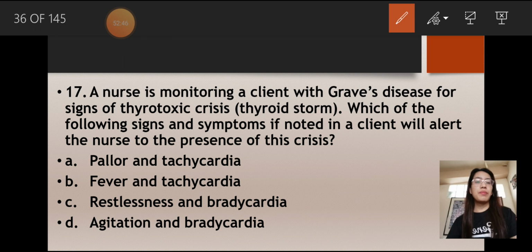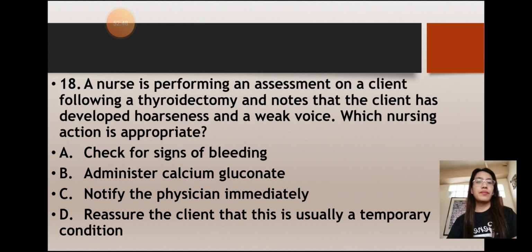Number 18. A nurse is performing an assessment on a client following thyroidectomy and notes that the client has developed hoarseness and a weak voice. Mahina, may hoarseness. Which nursing action is appropriate? Is it A, check for signs of bleeding? B, administer calcium gluconate? C, notify the physician immediately? Emergency ba ang situation natin? Hindi. So, letter C will not be the answer. D, reassure the client that this is usually a temporary condition. So, which is better? Thyroidectomy.